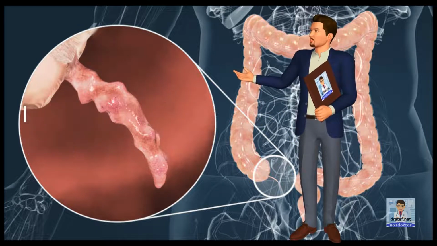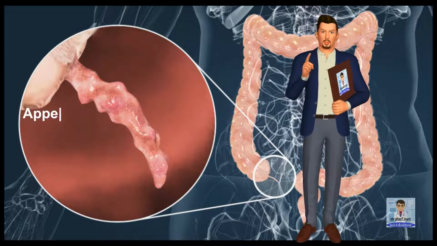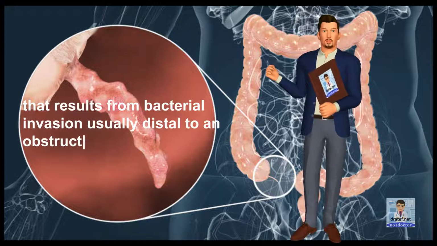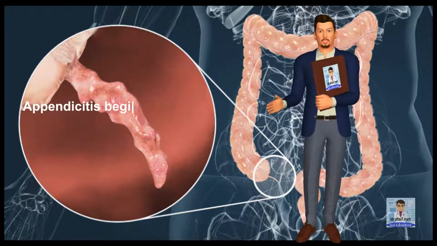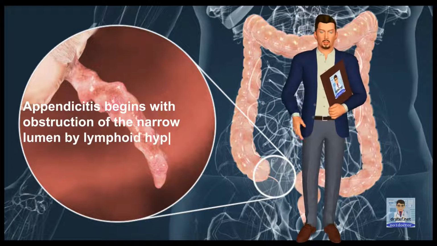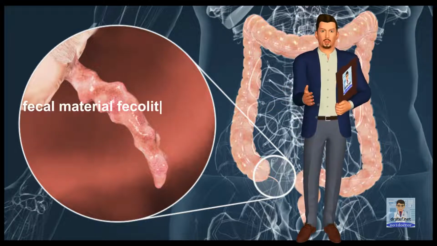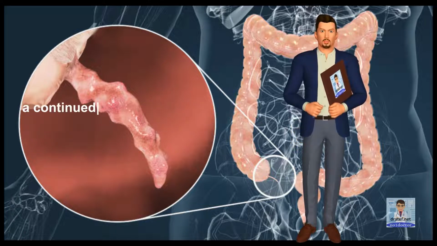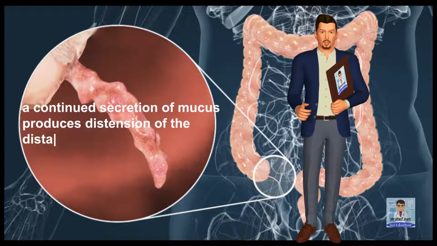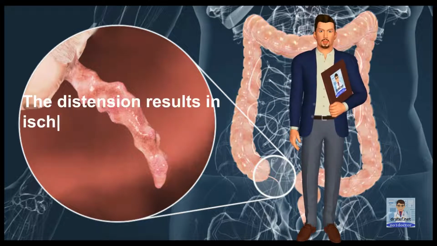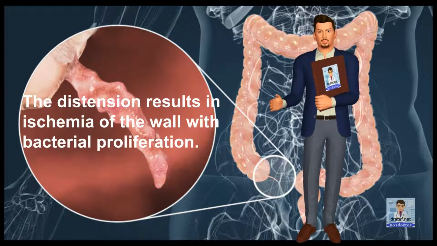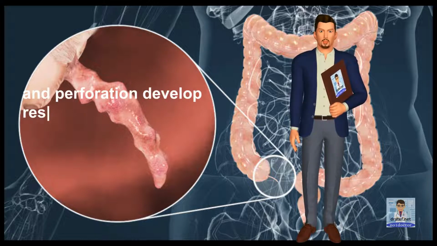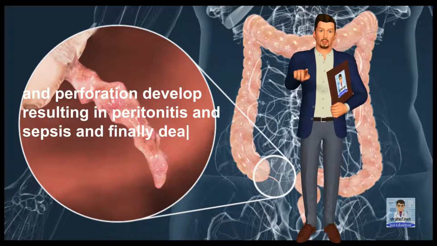Today we will talk about appendicitis. Appendicitis is an inflammation of the appendix that results from bacterial invasion, usually distal to an obstruction of the lumen. Appendicitis begins with obstruction of the narrow lumen by lymphoid hyperplasia, fecal material, fecalith, foreign body, seeds or worms, etc. Following obstruction of the lumen, a continued secretion of mucus produces distension of the distal end. The distension results in ischemia of the wall with bacterial proliferation. Subsequently, necrosis, gangrene and perforation develop, resulting in peritonitis and sepsis, and finally death.